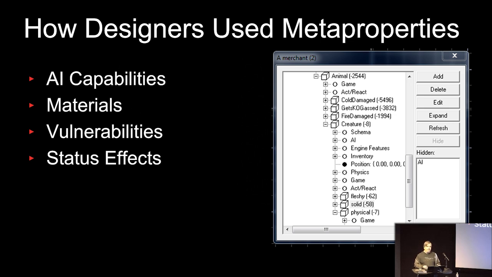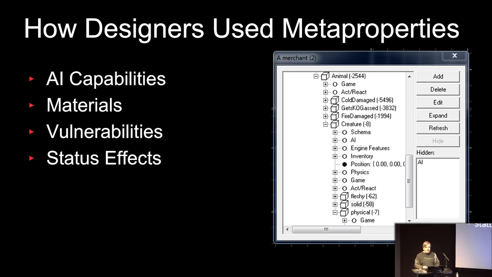So if an AI could search for evidence, for example, or it could respond to dead bodies and look for a murderer, then that might be a meta property that they would attach to an AI that they placed in the world. They use meta properties for materials. Like if a thing was made of, here we have fleshy, if a thing was made of wood, or if it was made of metal, they would use meta properties to express those ideas.